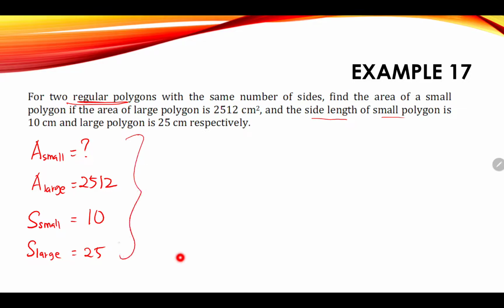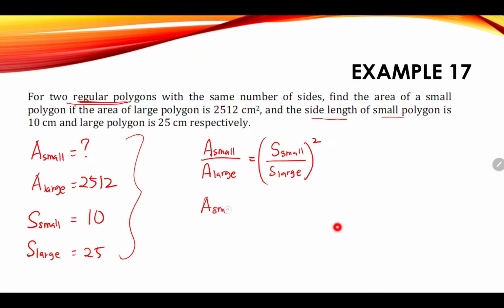So saya keluarkan semua maklumat yang dia bagi. So just insert in the formula for area. Area small divide by area large equals side lah, side small bagi dengan side large square. Okay, so A small yang kita nak cari divide by A large equals S small divide by S large square.